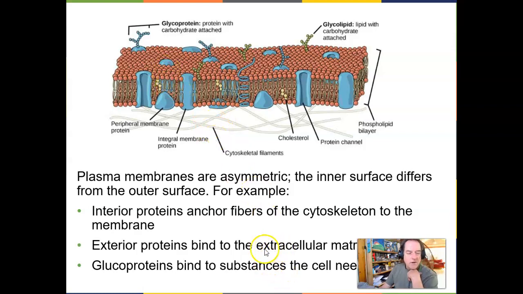But filaments of the extracellular matrix will be on this side, and typically a peripheral protein will be an anchor point for some of that material. And indeed, it's integral proteins that synthesize those extracellular proteins, because they have to be made inside the cell and then pumped out.